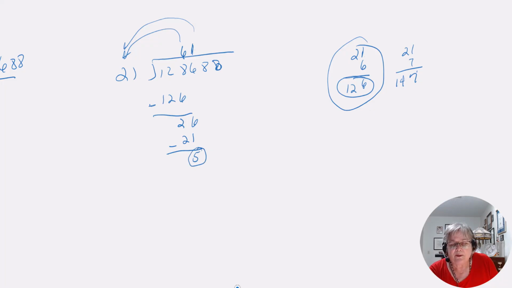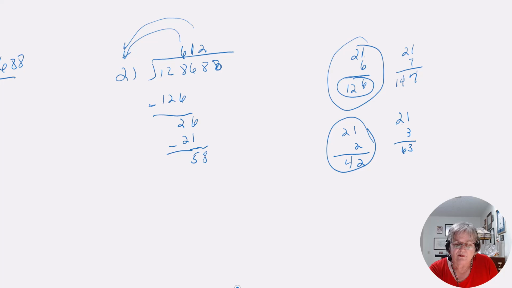If this number here was bigger than 21, then you would need to use a bigger number for your guess right here in this location. All right, but 5 is smaller, so we're doing good. Bring down the next column. We need to multiply 21 by something to get as close to 58 as we can without going over. So 21 times 2: 2 times 1 is 2, 2 times 2 is 4. 21 times 3: 3 times 1 is 3, 3 times 2 is 6. That's too big, so we're going to use 2.